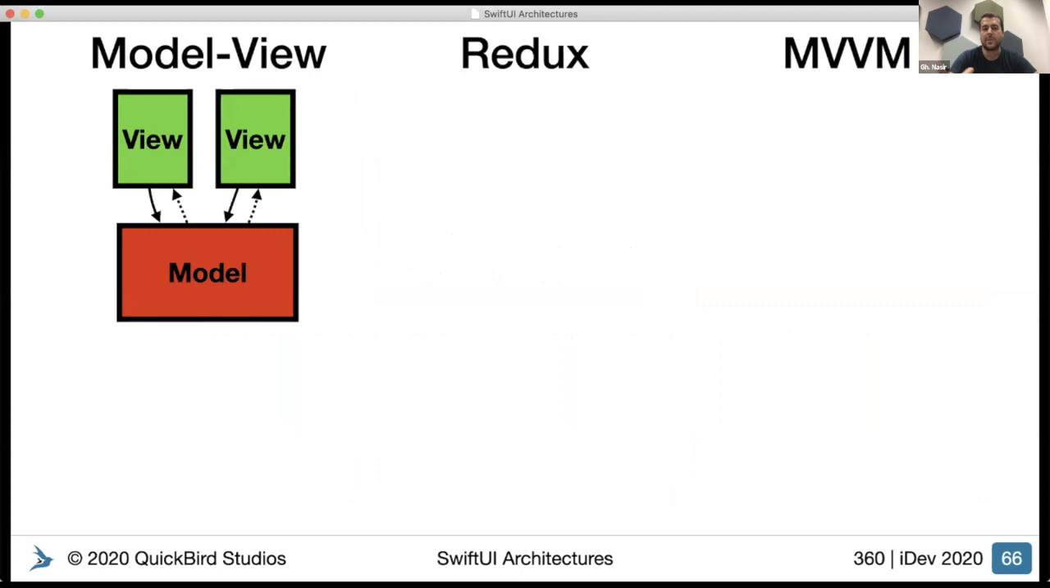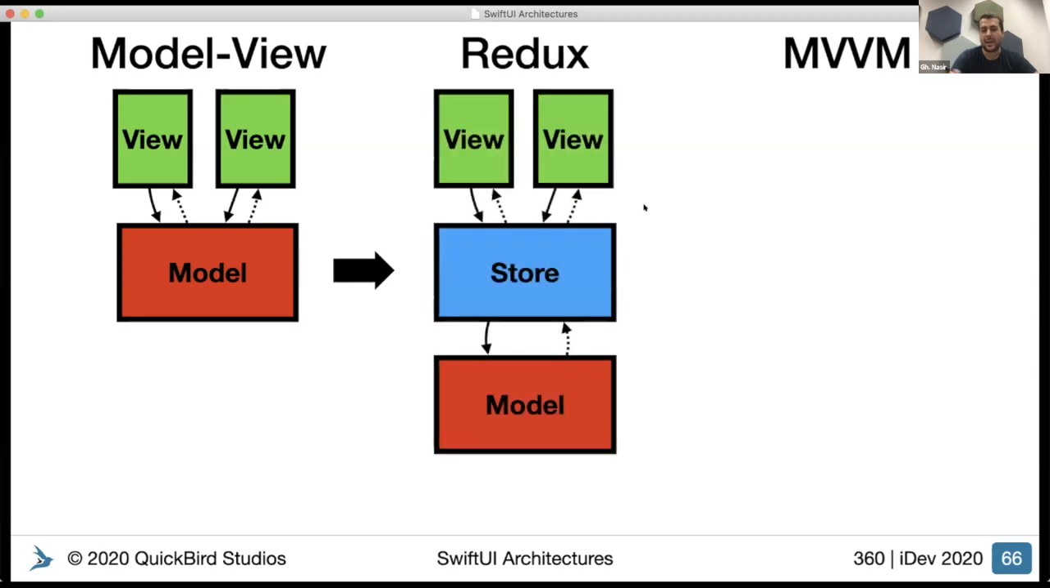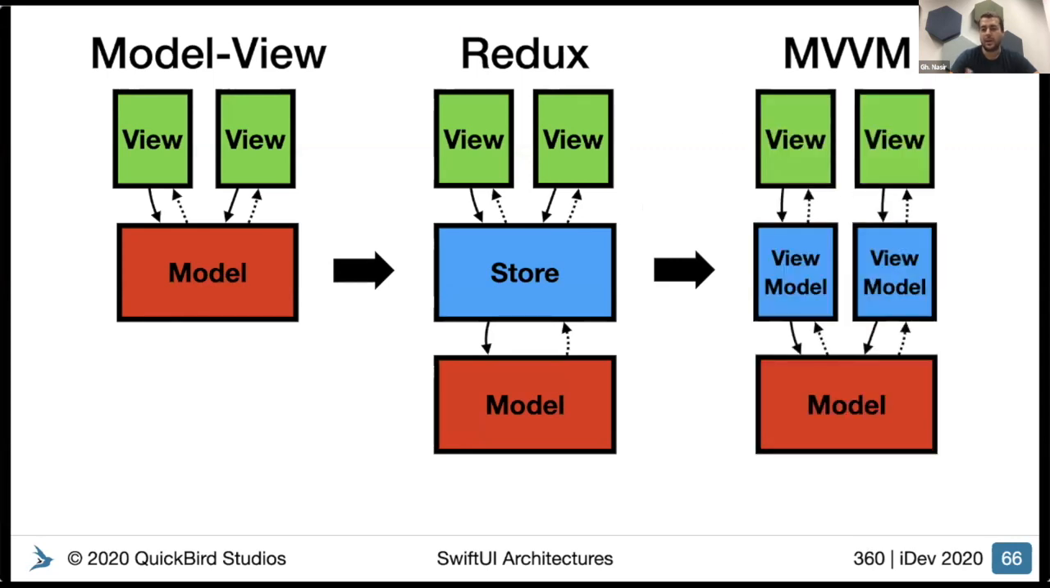So first of all, we started with the model view architecture, where there are multiple views and they interact with the model, each individually. Then we changed that to a Redux architecture, where you have a store that accesses the model, and each and every individual view accesses state from that store and also triggers actions on that store. And then we abstracted the app even more into view models for each individual view. We now have a separate view model, where each individual view model communicates with the model.